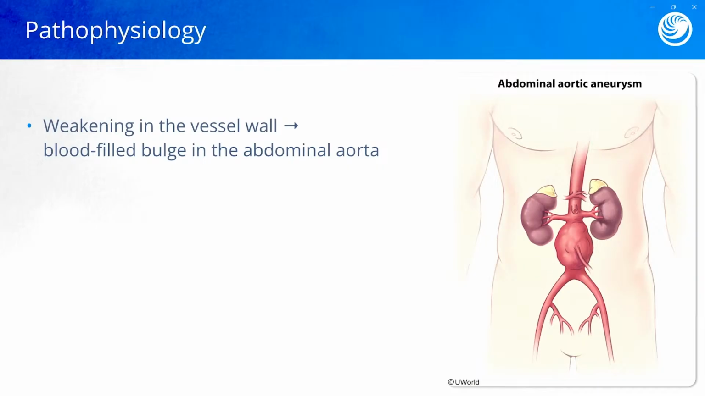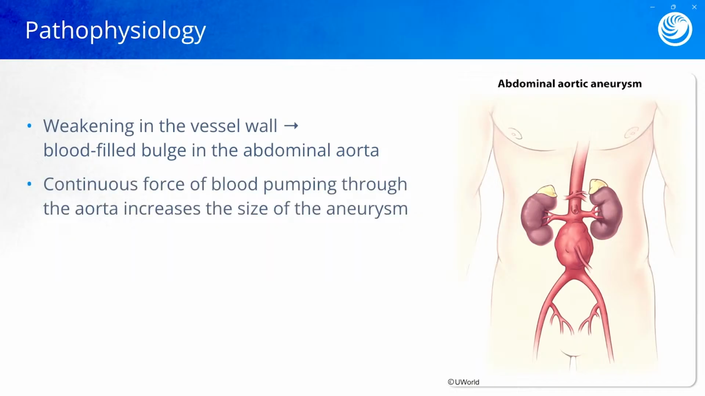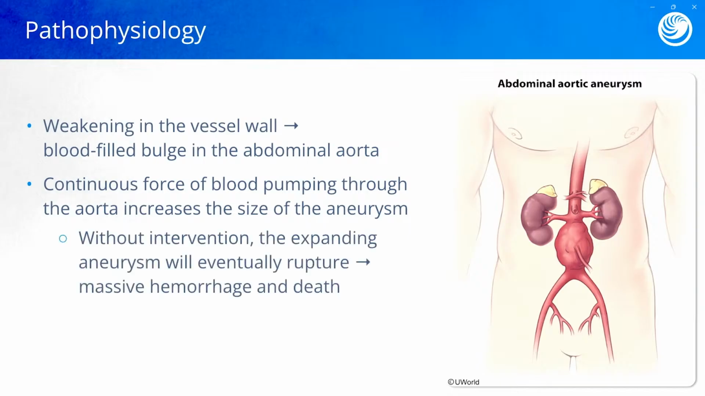Because the aorta is so large and there's large amounts of blood pumping through it, there's a lot of force behind it. So this continuous force is going to increase the size of the aneurysm over time. Now, if we don't intervene, the aneurysm is going to continue to expand and can eventually rupture, resulting in hemorrhage or even death. AAA is diagnosed with an abdominal ultrasound or with a CT scan.